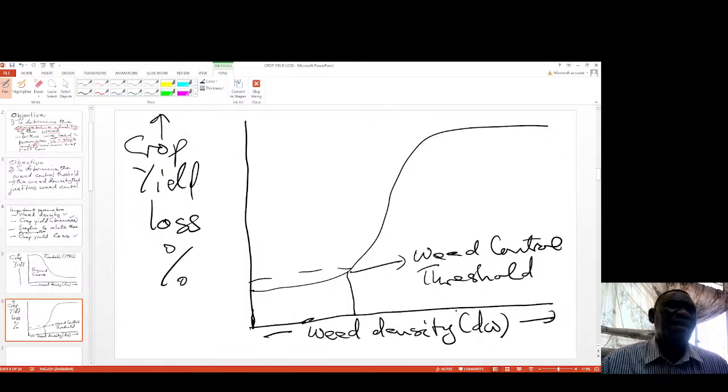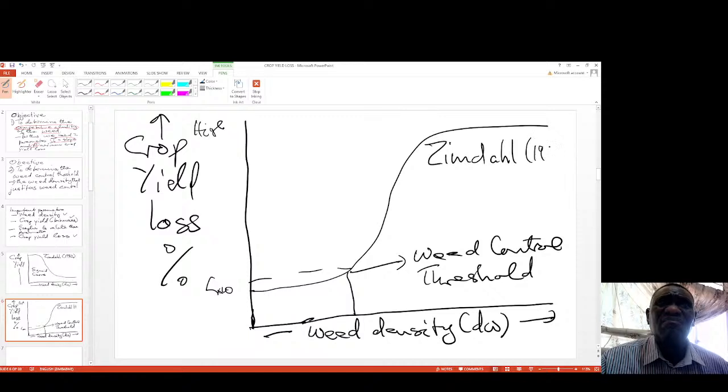The loss is very low. It's low here. Here it's high. So probably we can start controlling weeds as soon as we reach the weed control threshold. This was according to Zimdar in 1982.